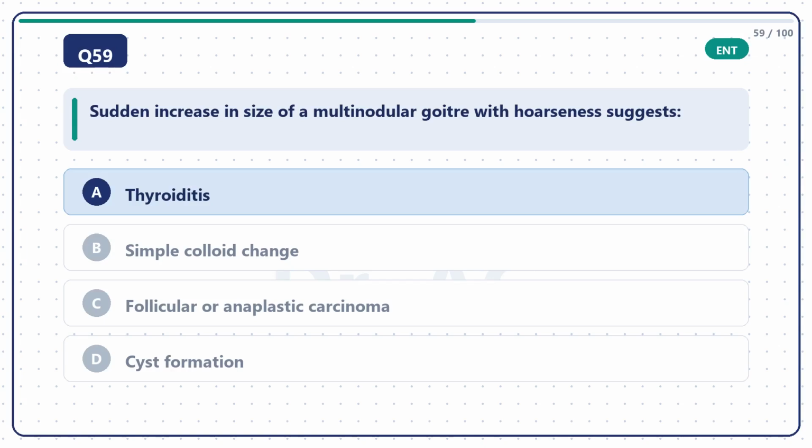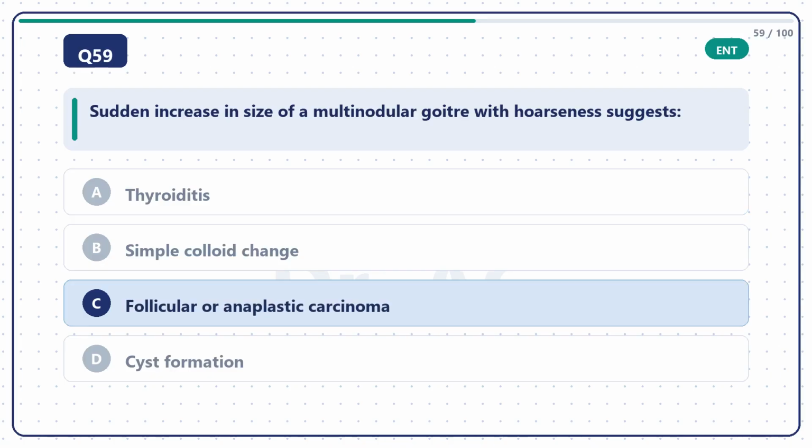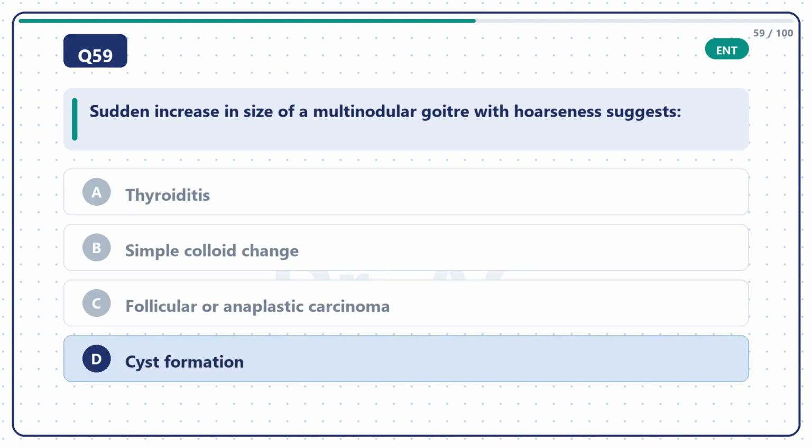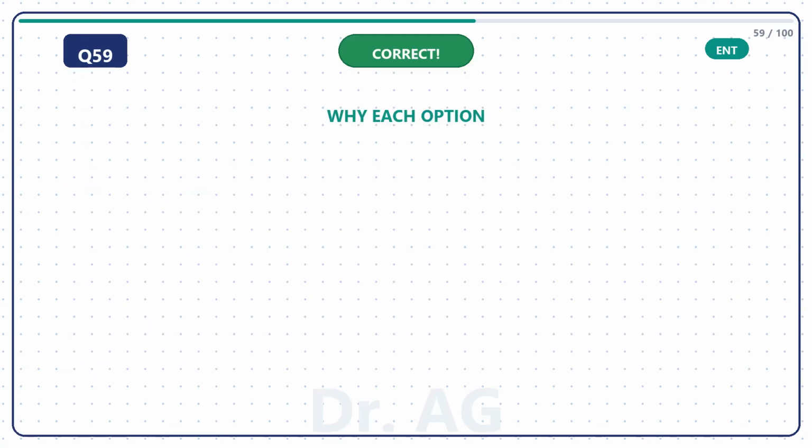Option A. Thyroiditis. Option B. Simple colloid change. Option C. Follicular or anaplastic carcinoma. Option D. Cyst formation. The correct answer is option C. Follicular or anaplastic carcinoma. Let's go through the options.